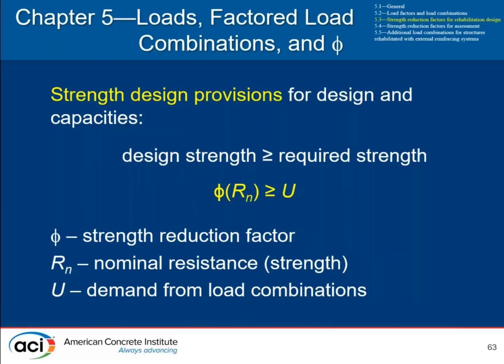I'm sure you're familiar with this fundamental design philosophy in strength design, which says that the design strength shall be greater than or equal to the required strength. So the left-hand side of the equation is the strength reduction factor phi multiplied by the nominal resistance or strength R sub n, and the right-hand side is the demand U from the factored load combinations.